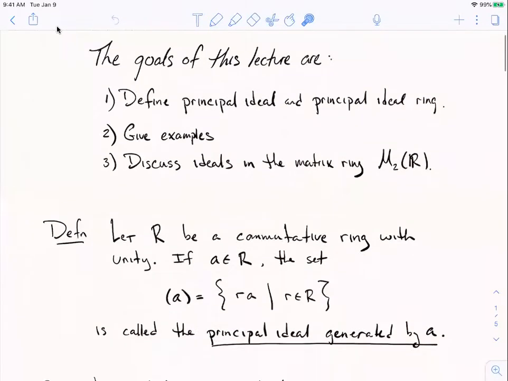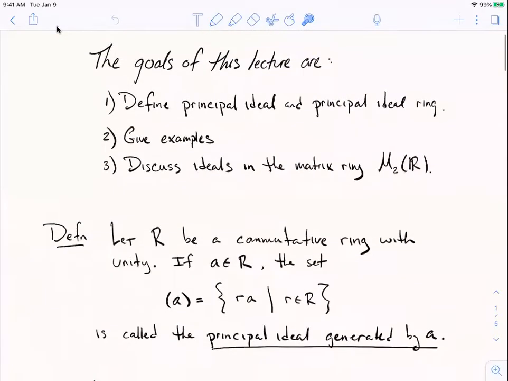All right, so let's get started here with the main definition. This definition can be made more generally than what I'm doing here, but for the purposes of this course, I'm only going to be working in commutative rings with unity, so I'm making that definition in a commutative ring with unity. I start with a commutative ring with unity, and I pick some element of it, and then I'm defining what I'm calling the principal ideal generated by that element. And here it is as a set.